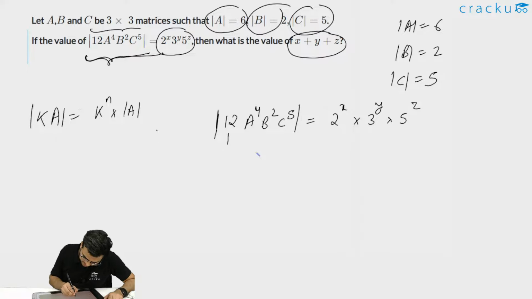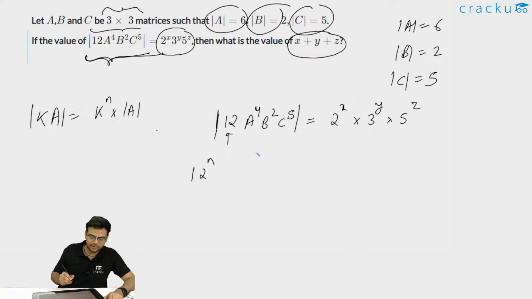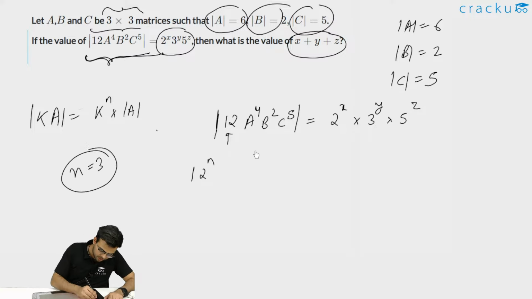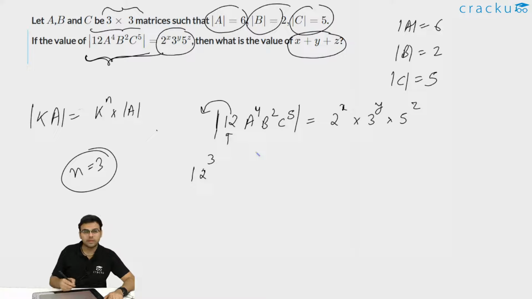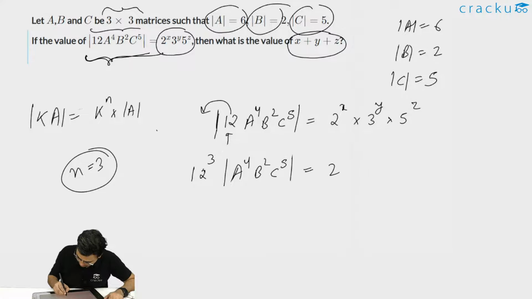So first of all, we'll take this 12 out. When we are taking this 12 out, this will be 12 to the power n. What is the n here? It is a 3 cross 3 matrix. So n is equal to 3. So this will be 12 cube. When this 12 comes out, this will be 12 cube. And this is determinant of A^4 B^2 C^5 is equal to 2 to the power x into 3 to the power y into 5 to the power z.